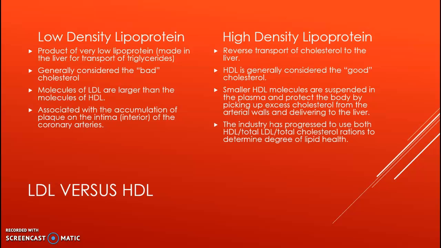LDL on the left-hand side is generally considered the bad guy of lipoproteins, right? It's a larger molecule, and it's associated with the accumulation of plaque on the interior walls of the arteries. It's made in the liver for transport of triglycerides. Well, HDL is the reverse transport of cholesterol to the liver, as opposed to the LDL that takes it from the liver.